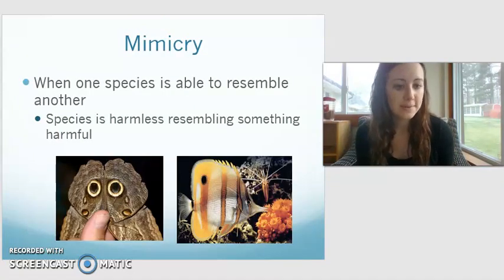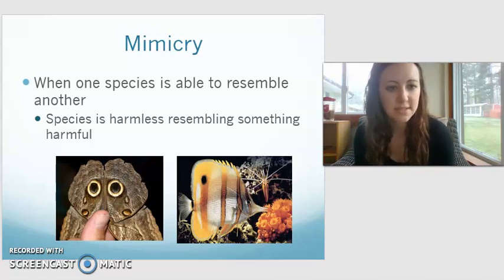Mimicry is a really cool adaptation. An example that I think of whenever I think of mimicry is the viceroy butterfly and monarch butterfly. A monarch butterfly is toxic for milkweed bugs, which eat them or try to eat them, but the viceroy does not have that same toxic substance. So the viceroy has adapted itself to look just like a monarch butterfly.